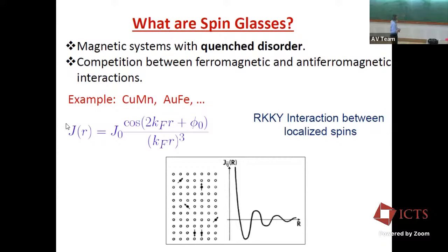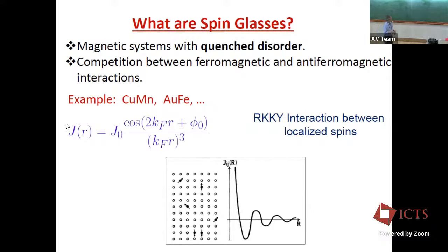Now you see that a positive interaction means ferromagnetism, negative interactions means antiferromagnetism. So in this system, depending on which pair you are looking at, how far they are from each other, the interaction can be either ferromagnetic or antiferromagnetic. And this mixture of ferro and antiferromagnetism comes randomly, in the sense that the positions of the lattice sites where the spins are sitting are of course random, in a random alloy.